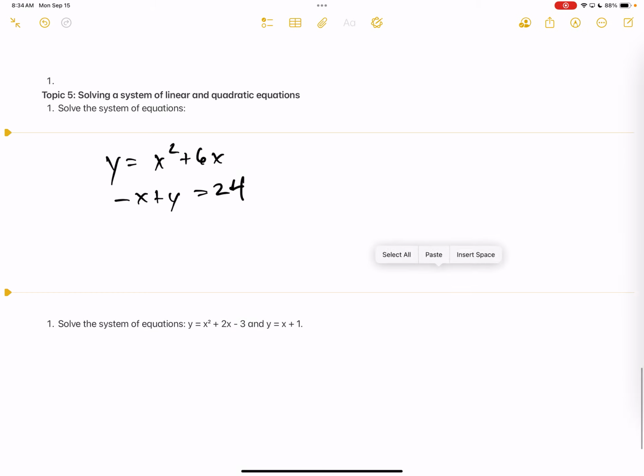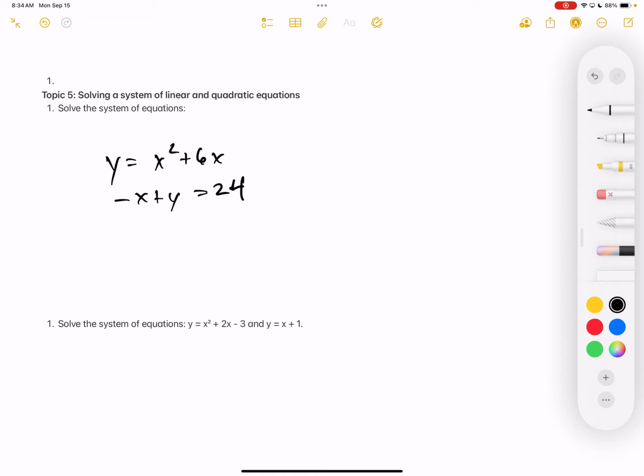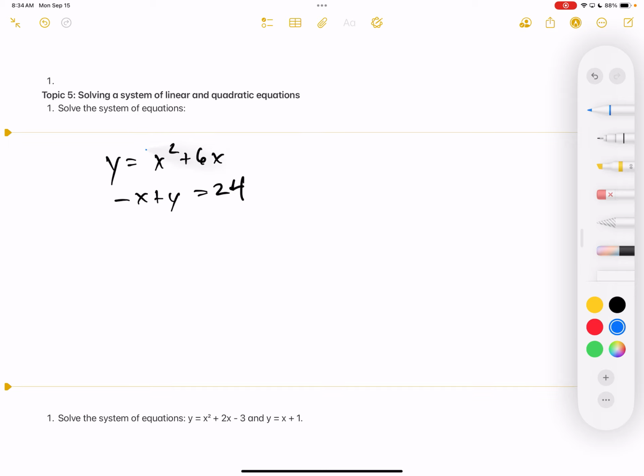All right, so what happens if we are solving a nonlinear one with an x squared? You have an x squared here. The only way to really do this one is substitution. You can't do the addition method unless they all have the same, which is not going to happen on these. So we have to do substitution. So we have y equals this. So we are going to plug this into the y. So I have negative x plus x squared plus 6x equals 24.